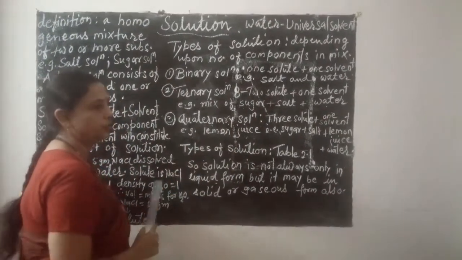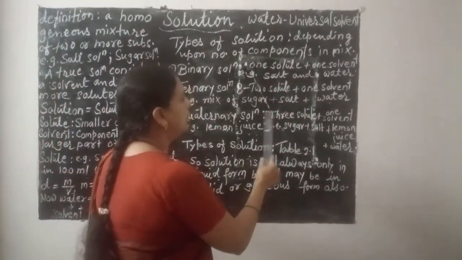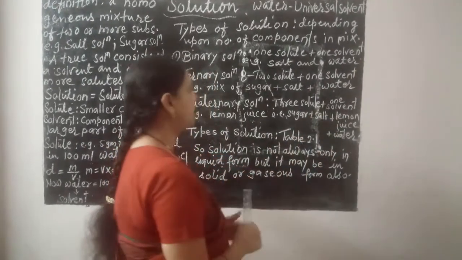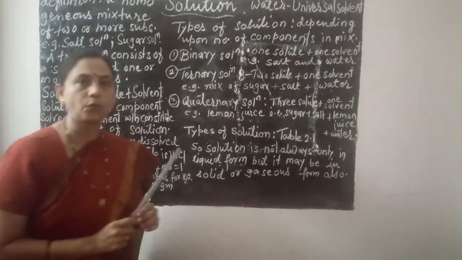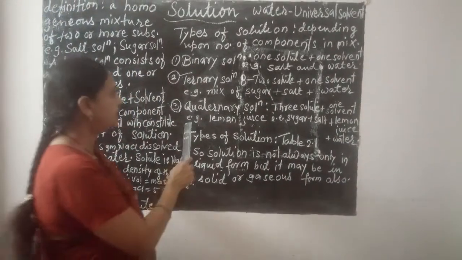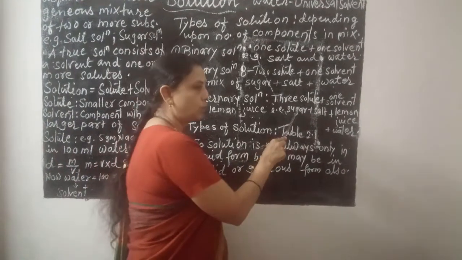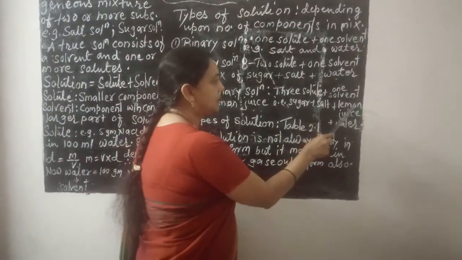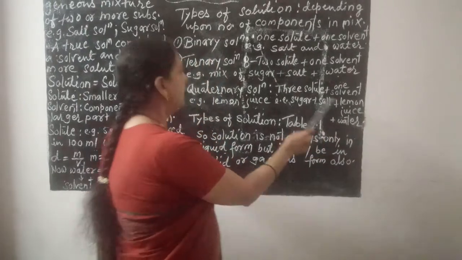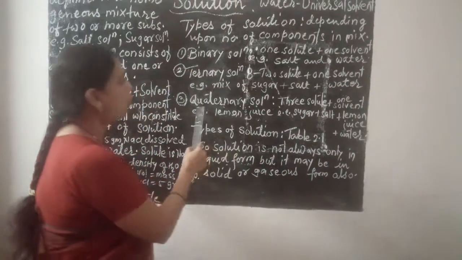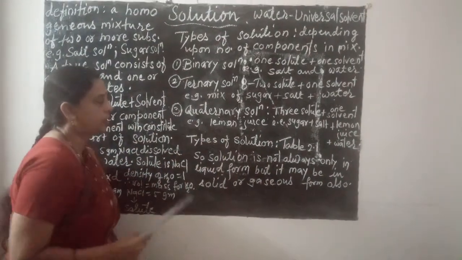Now the quaternary solution. Quaternary solution means there are 3 solutes and one solvent present. Means total 4 components are present. See here, lemon juice is the best example. For example, sugar plus salt plus lemon juice plus water. So the 4 components together will form a quaternary solution.